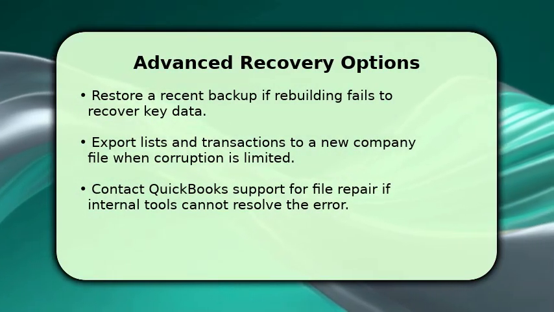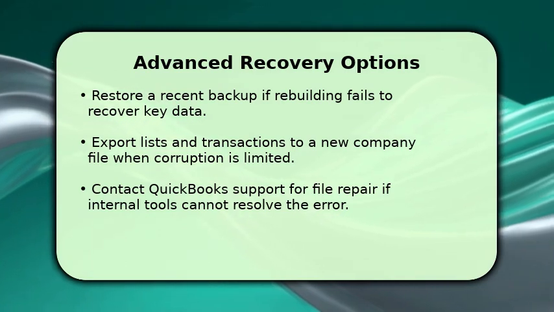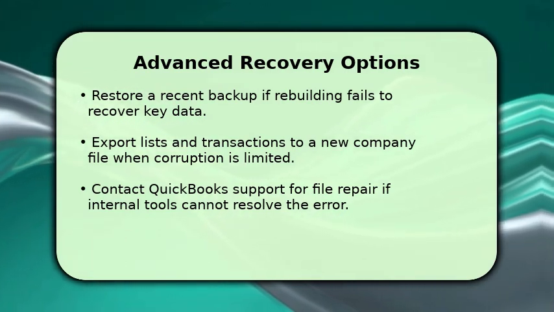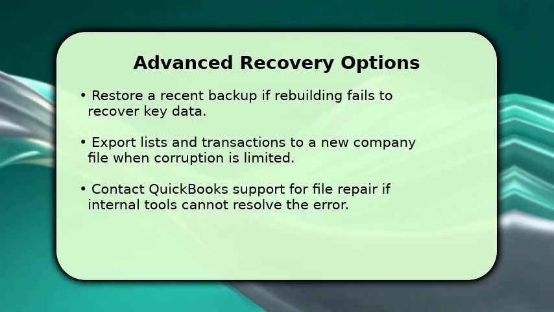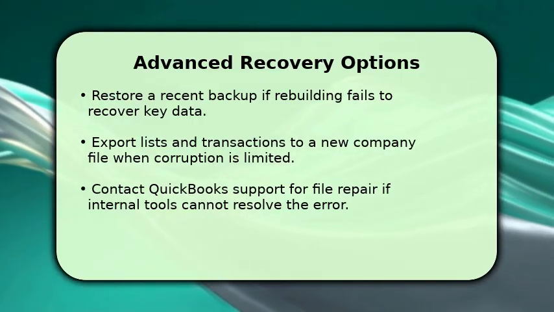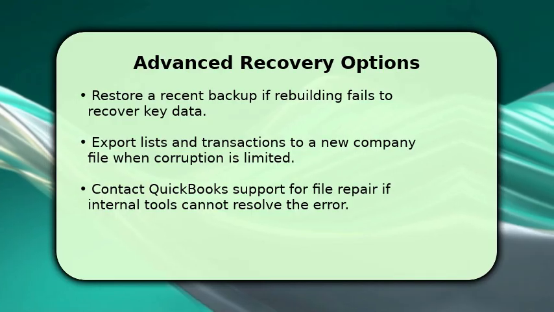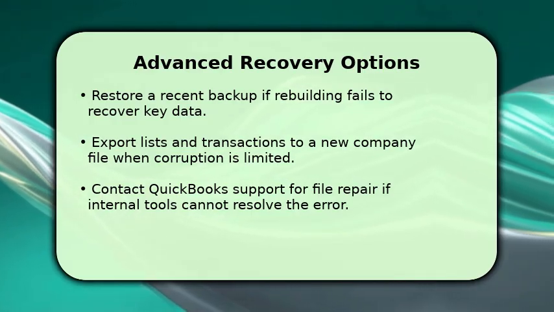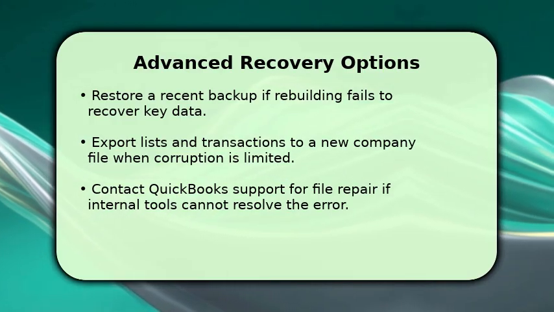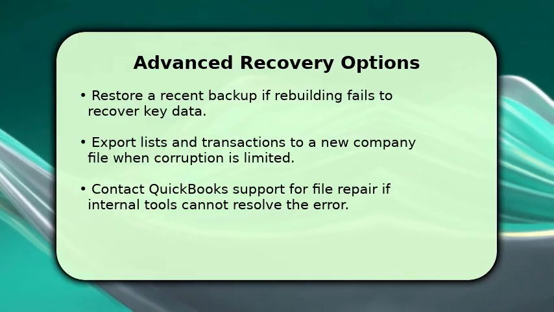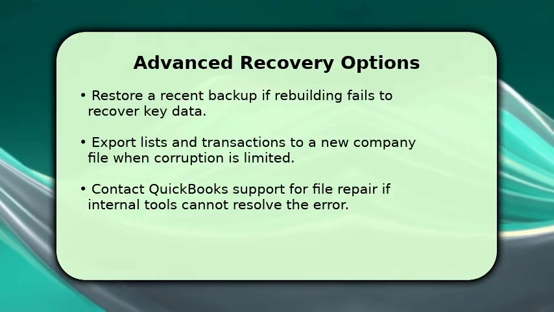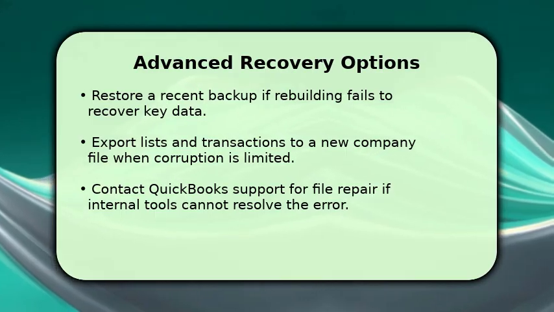If rebuilds fail, restore the most recent reliable backup to minimize data loss. When partial corruption exists, export lists and transactions into a fresh company file to salvage records. Use third-party recovery services only after careful vetting. Keep detailed notes of each action and consider working with an accountant to verify financial data integrity.